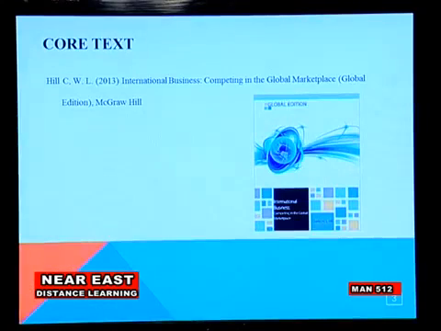If you look at the core text, this is this lovely book. You can find it online or in libraries. It is from Hill, International Business: Competing in the Global Marketplace, and you will find it useful, and the slides will be related to this book.